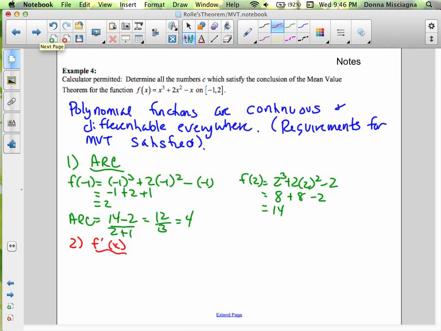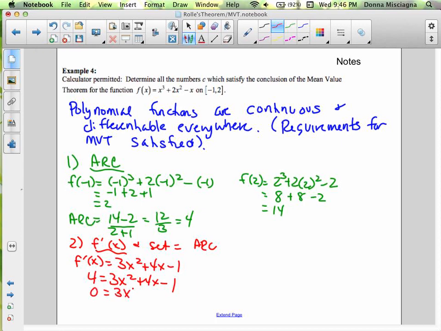All right, so we have f prime of x is equal to, just power rule, 3x squared plus 4x minus 1. And we'll set that to the average rate of change. So we have 4 equals 3x squared plus 4x minus 1. Let's subtract 4 from both sides. 0 equals 3x squared plus 4x minus 5.